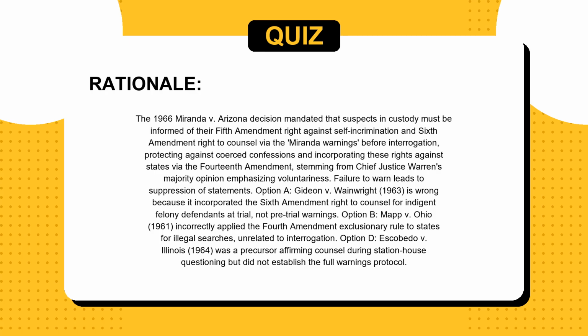Option A, Gideon v. Wainwright, 1963, is wrong because it incorporated the Sixth Amendment right to counsel for indigent felony defendants at trial, not pretrial warnings. Option B, Mapp v. Ohio, 1961, incorrectly applied the Fourth Amendment exclusionary rule to states for illegal searches, unrelated to interrogation. Option D, Escobedo v. Illinois, 1964, was a precursor affirming counsel during station house questioning, but did not establish the full warnings protocol.